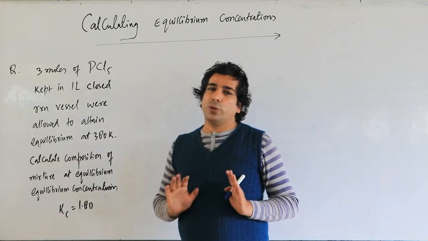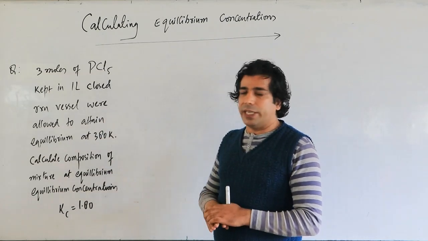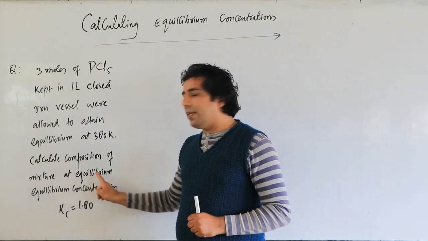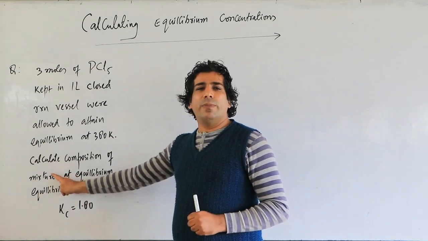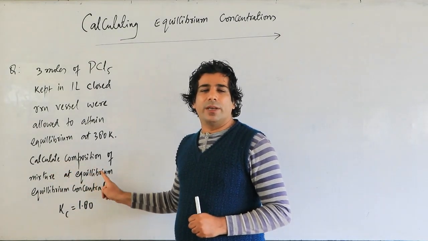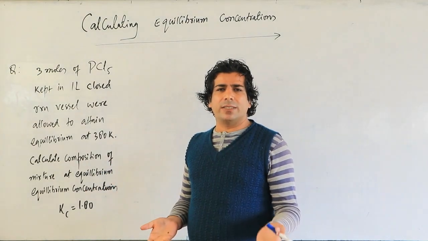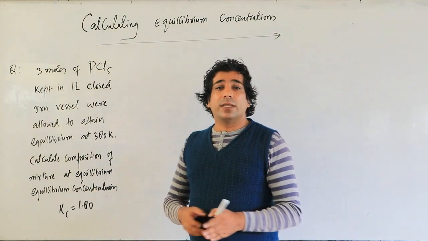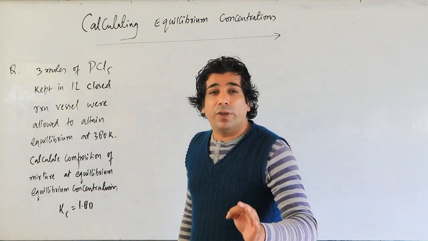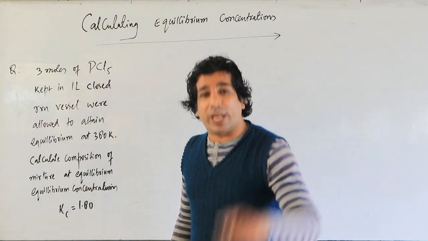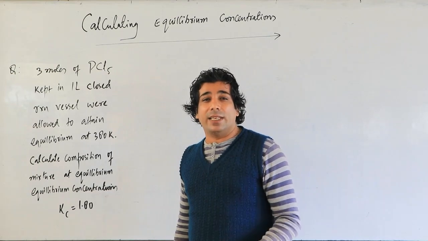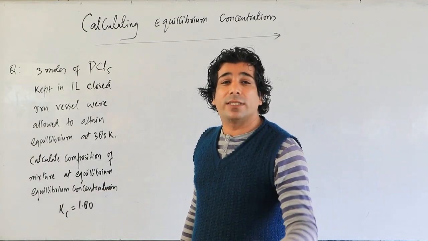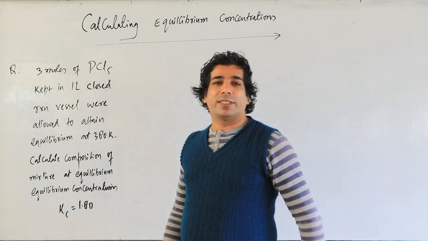For this reaction, we have to calculate the composition of the mixture at equilibrium. Which kind of mixture is present at equilibrium? At equilibrium, reactants are changing into products, and products are changing back into reactants. That means at equilibrium we have reactants and products. So we will be calculating the composition of reactants and products at equilibrium.